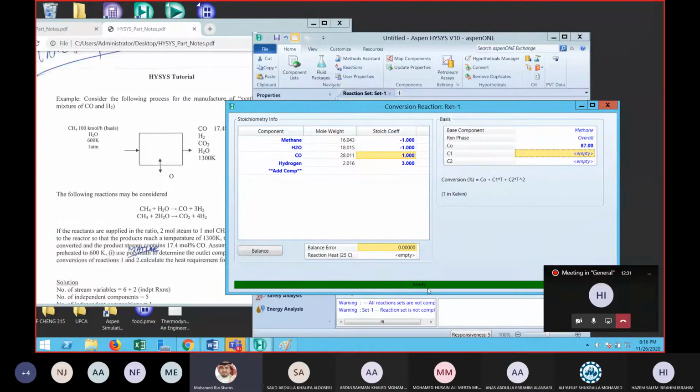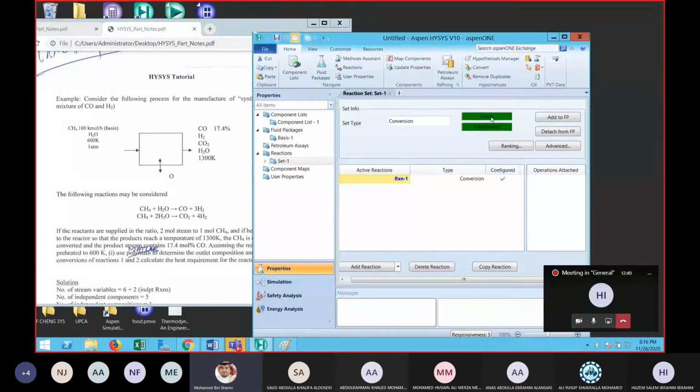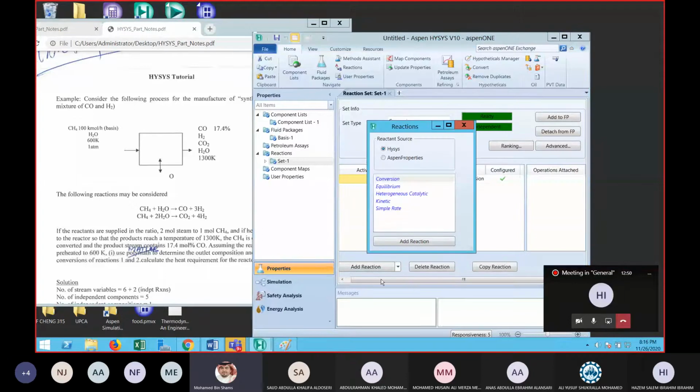Okay. Now you can see it's green, but still the standard heat of reaction has not been calculated because no thermodynamics package has been attached. So I have to add this thermodynamics package. The first reaction is entered. Okay, so I have one active reaction here. So I need to add the other reaction. Okay, so we add reaction, another conversion reaction.